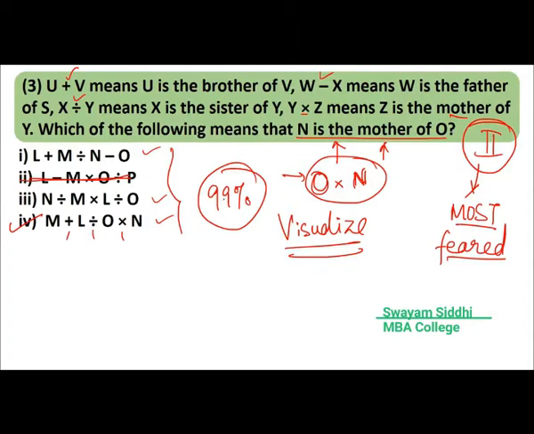Again, one more example of elimination technique. We want N as mother of O, correct? Here we have the relation between N and O as N minus O. W minus X means W is father of S, or W is father of X, it should be X, okay? W is father of X. So here N minus O would be N is father of O. So this relation is also not useful to us. In this way you can eliminate options, okay? Let's move on to the next question.